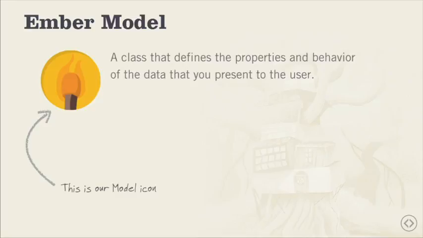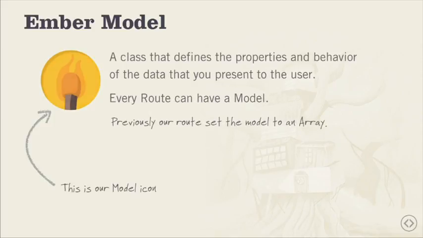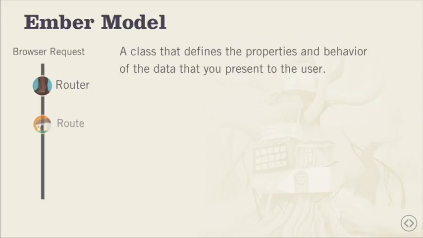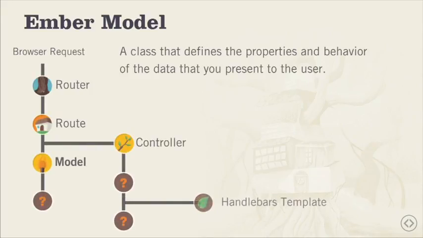So the Ember model is a class that defines the properties and behavior of the data that you present to the user. And, well, every route can have a model. Previously, we set this model to a JavaScript array. On our chart, you can see that the model appears under the route because it's the route that tells the controller what model to use. And that also gets rendered out in the template.